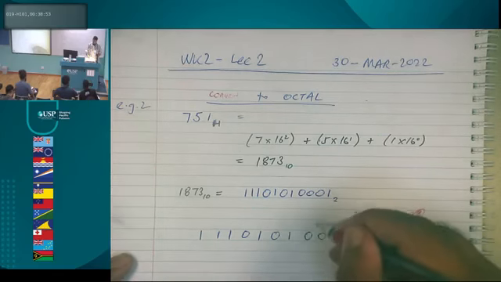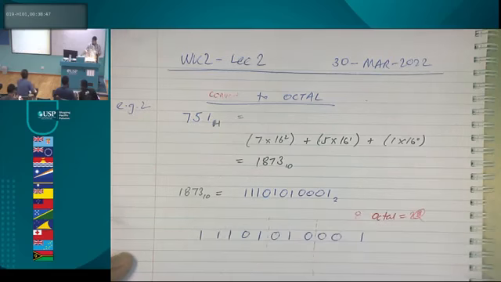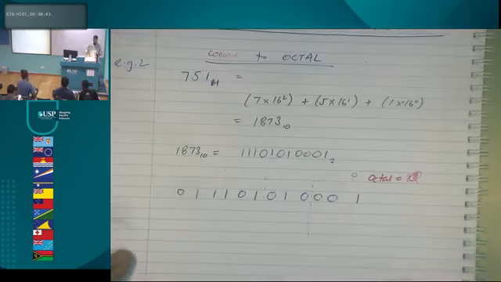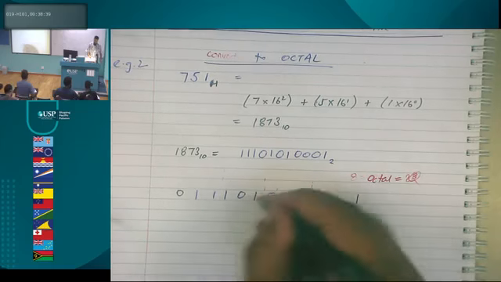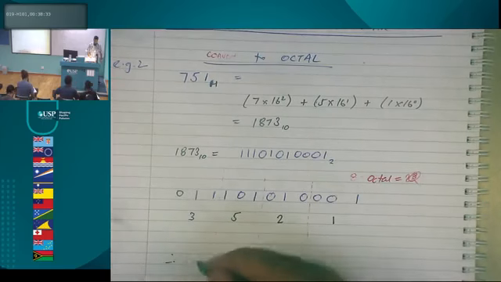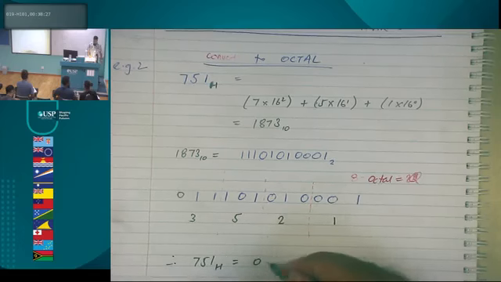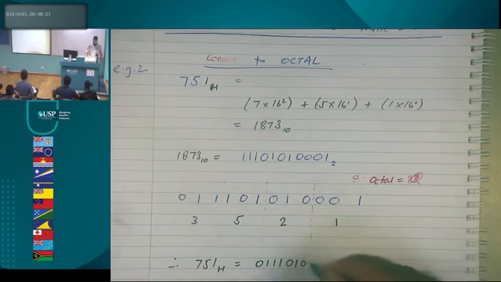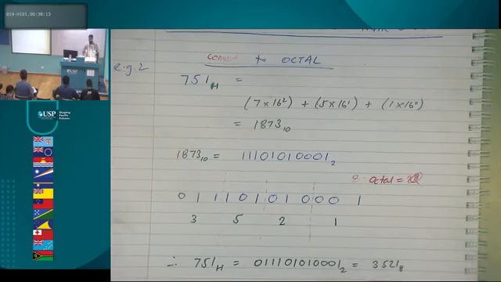So we start from this side. We have a line there, line there, line there. And what we do is we just put a filler, a padding of 0s. We have 001 is 1, 010 is 2, 101 is 5, 011 is 3. So therefore we learn that 751 in hex is the same as 0111 0101 0001 base 2, which is the same as 3521 in octal. All right?